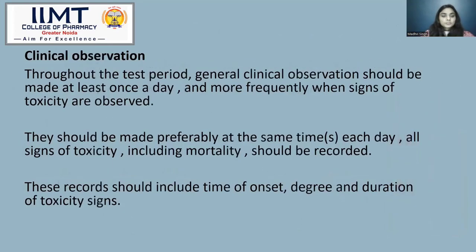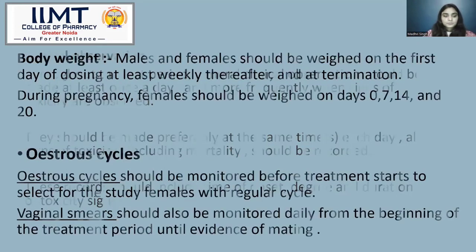Clinical observation of this study. Throughout the test period, general clinical observation should be made at least once a day, and more frequently when signs of toxicity are observed. They should be made preferably at the same time each day. All signs of toxicity, including mortality, should be recorded. These records should include time of onset, degree of toxicity, and duration of toxicity signs.